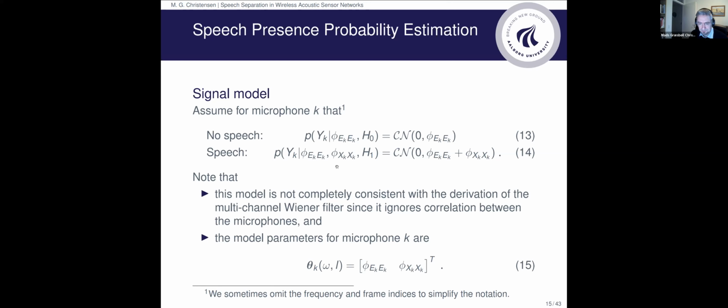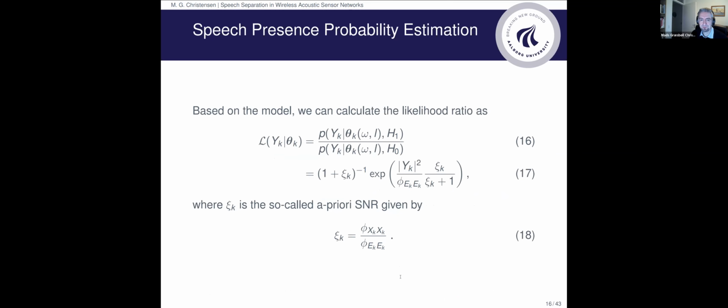And this model is not completely consistent with the derivation of the multi-channel Wiener filter because it ignores correlation between the microphones, but it can actually work because it enables us to estimate those same correlations for use in the Wiener filter. And the model parameters are then, for the k-th microphone, frequency omega and segment l, simply these two variances, the noise variance and the speech variance.